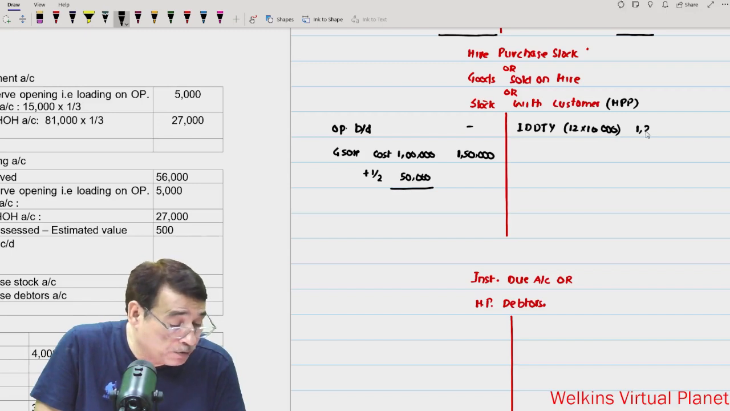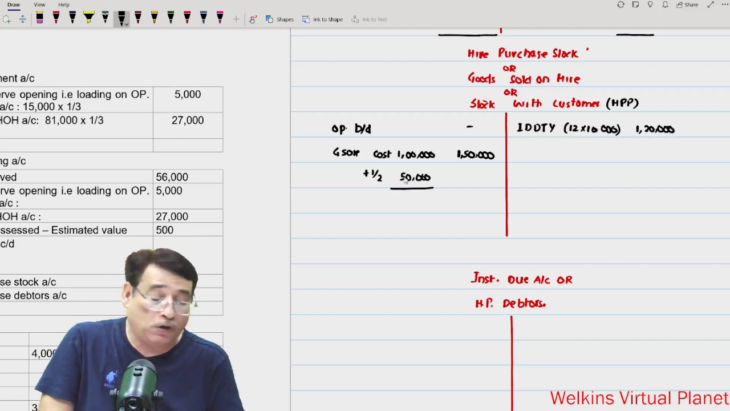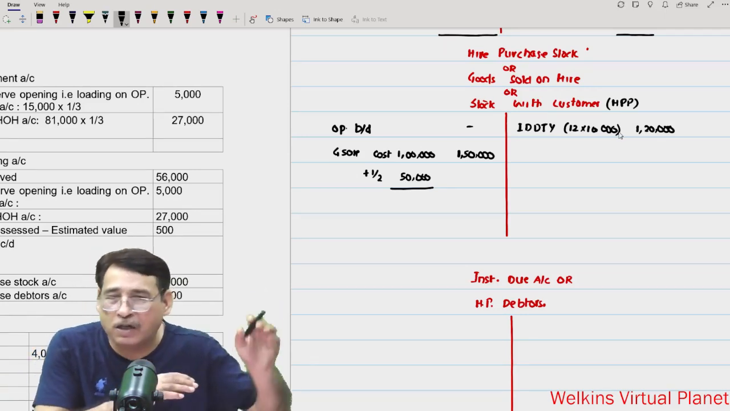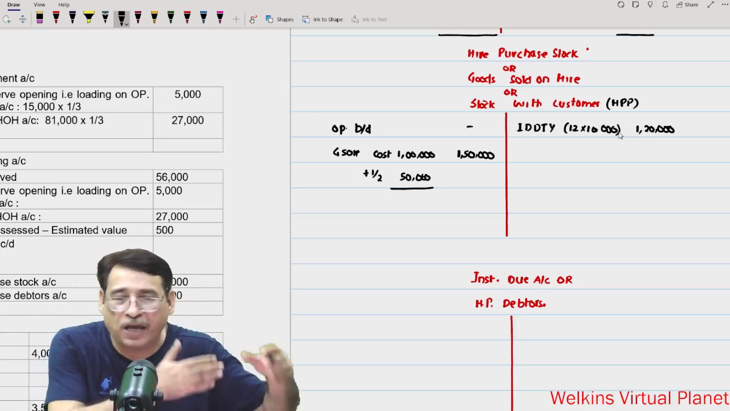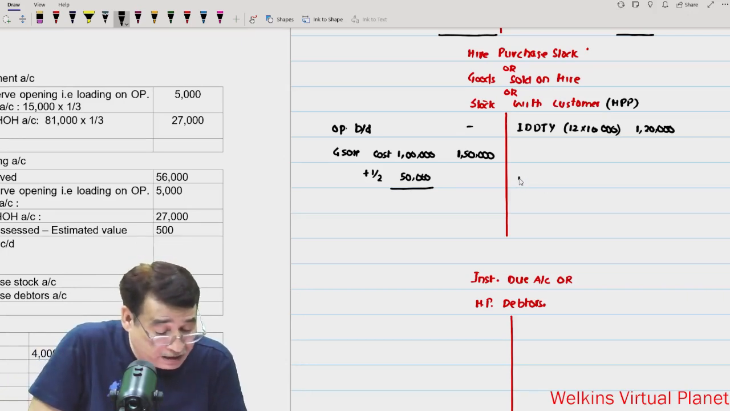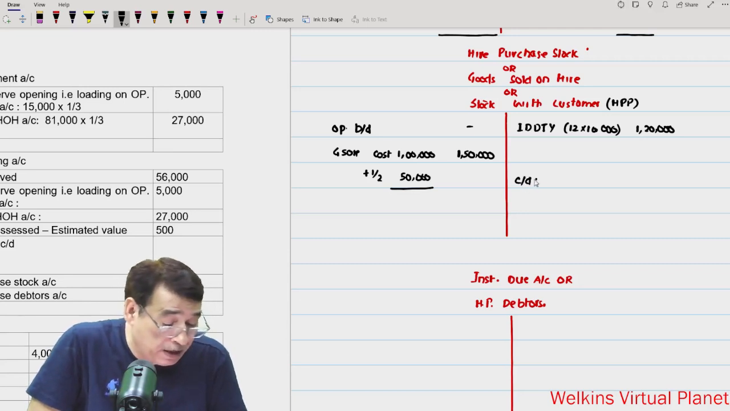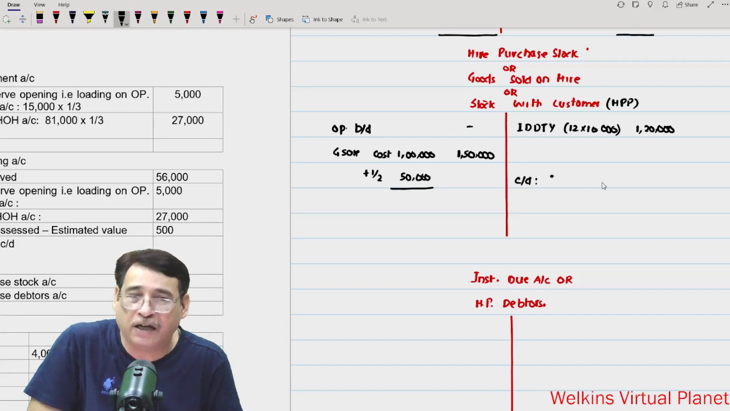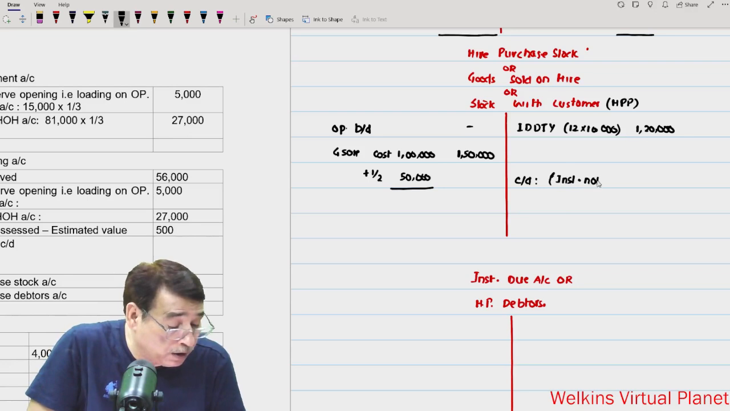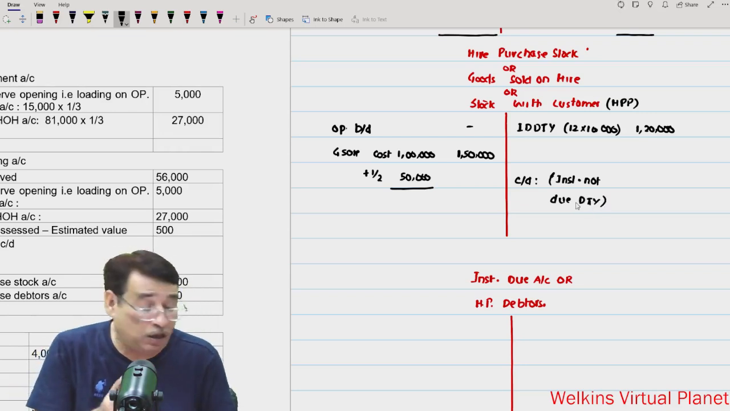So 1,20,000. Because in the current year, out of 15, 12 were due, that means 3 were not due. So if 3 were not due, you will consider the value of those goods as if those goods were not sold, correct? So that is the reason you will write those goods as closing balance. Balance carried down, that is stock. We can simply write balance carried down. And what is the balance carried down? That is installment not due during the year. Installment not due during the year will be equal to 30,000.